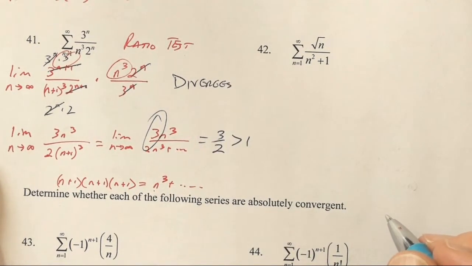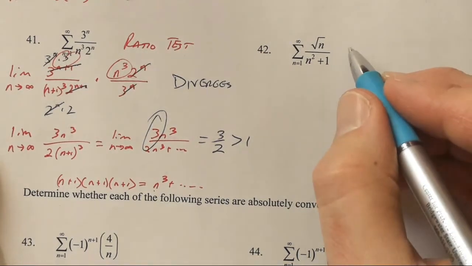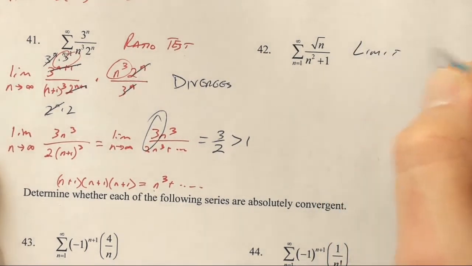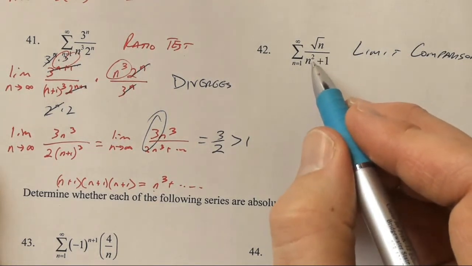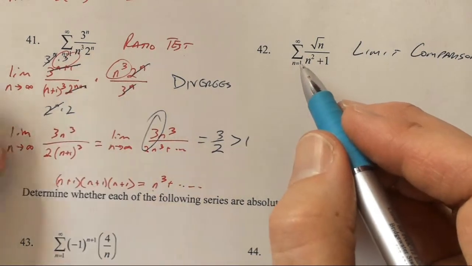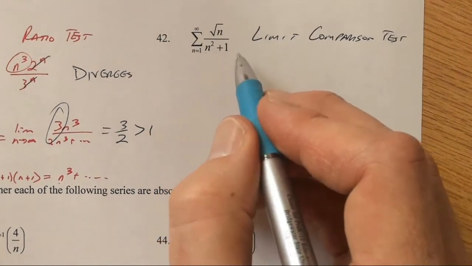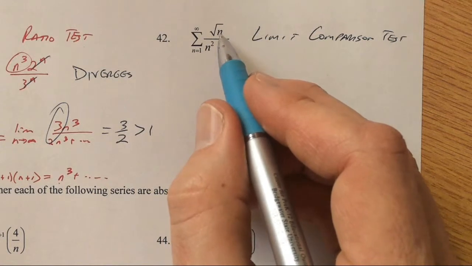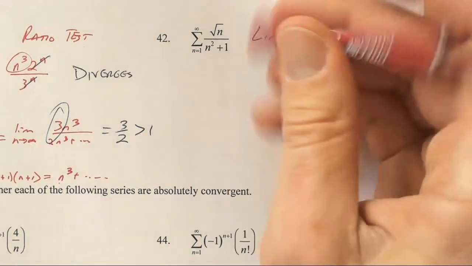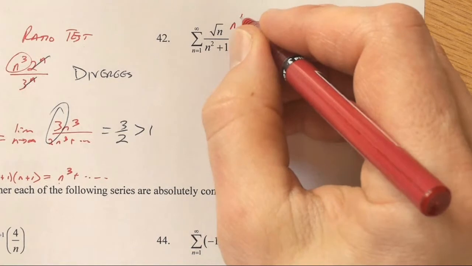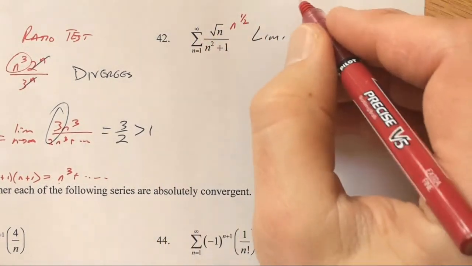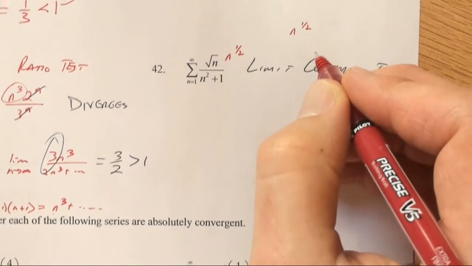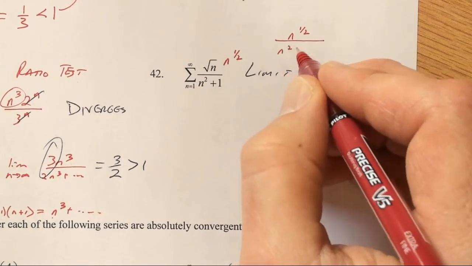And last but not least, with problem number 42, we are looking at a situation where the limit comparison test could really help us out. The reason why the limit comparison test will work is because we've got this n squared, so we're thinking maybe p-series, but the plus 1 is there, right? And we also have an n in the numerator. Now I know that this square root of n is really n to the 1/2. So if we think about what this function is behaving like, it's like we have n to the 1/2 over n squared plus 1.